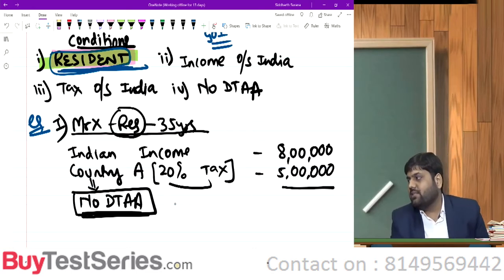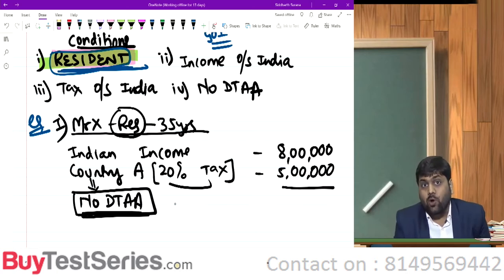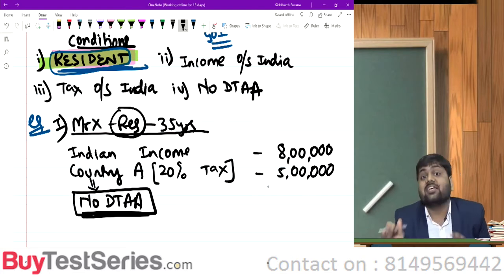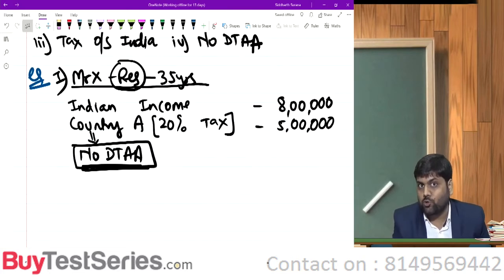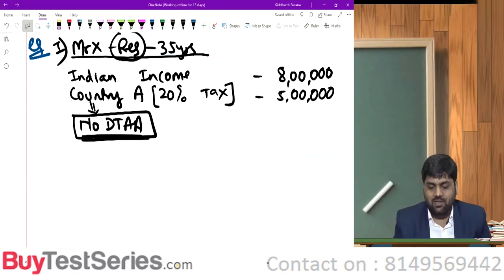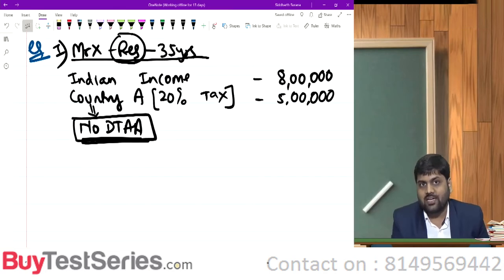This is why I said that for unilateral relief, you have to check only one thing: resident. Everything else is automatically taken care of. So have you understood now that the assessee is eligible? Till now I have not taught you the calculation. Now is the time when we will learn how unilateral relief is going to be provided under income tax.